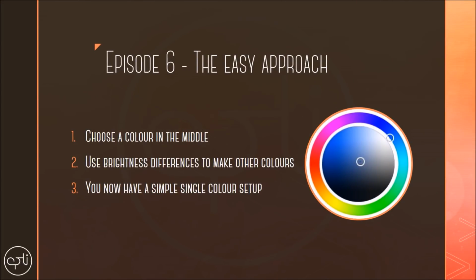First step is to pick a color in the middle of the wheel. This assures that the color has the right amount of saturation, and therefore you don't have to change this. Secondly, you should use the different levels of brightness to make other colors. I will show an example in the next slide. You now have a very simple single color setup.